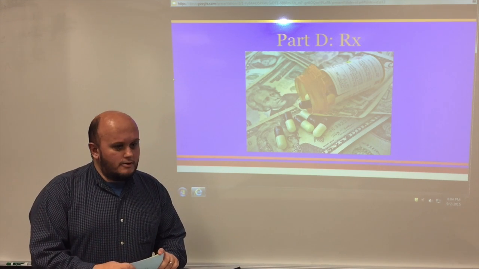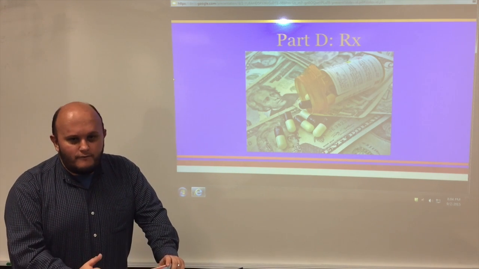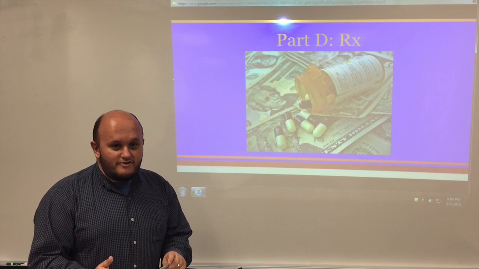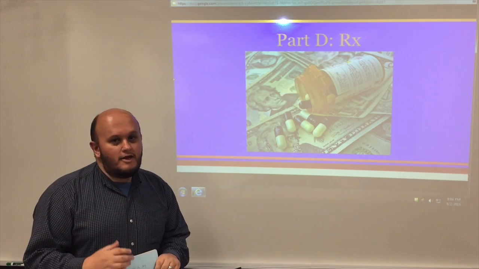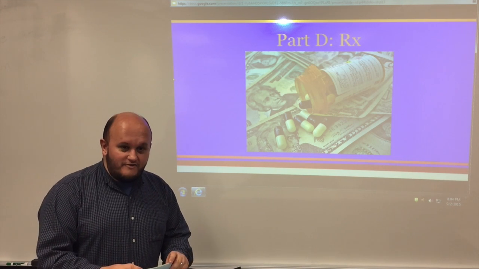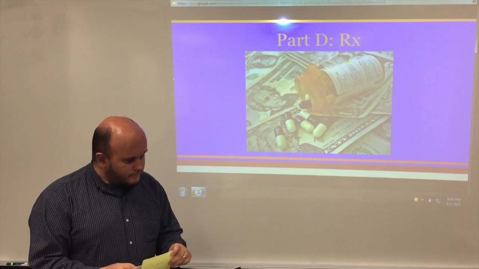And then when you get to the final stage, which is after you've had about $4,700 in prescription drug costs, you reach catastrophic phase. And we can all agree, if you're spending $4,700 on prescription drugs, there's a catastrophe in there somewhere. So those are the different parts of Part D.